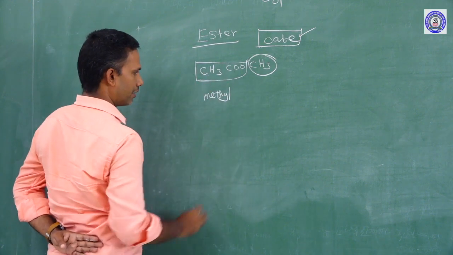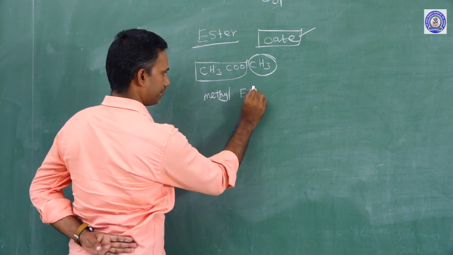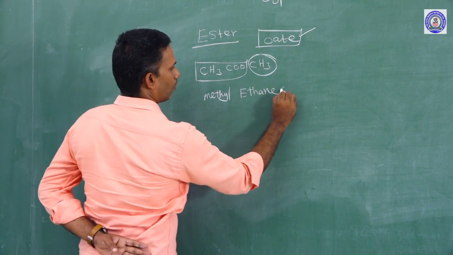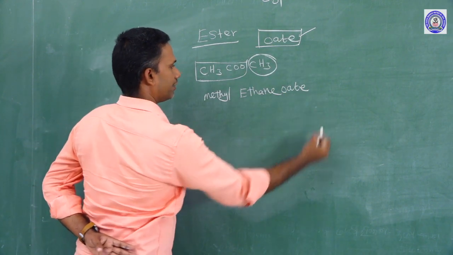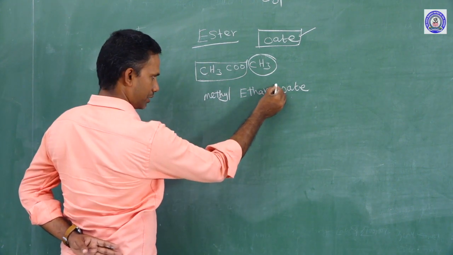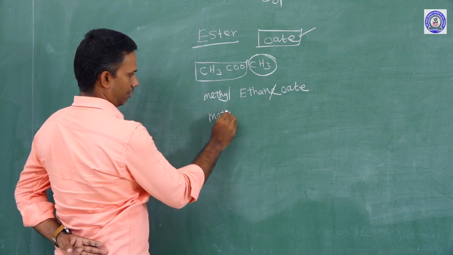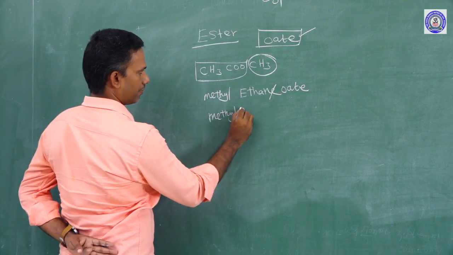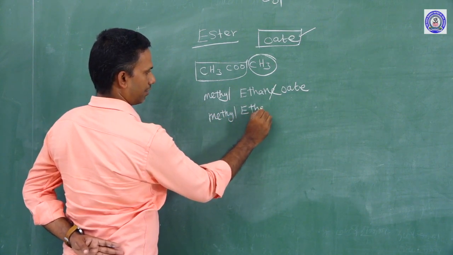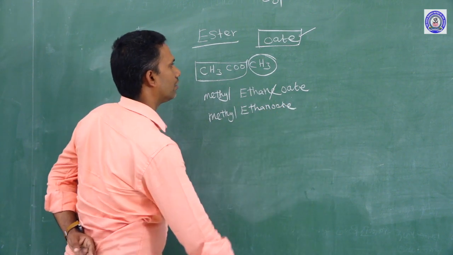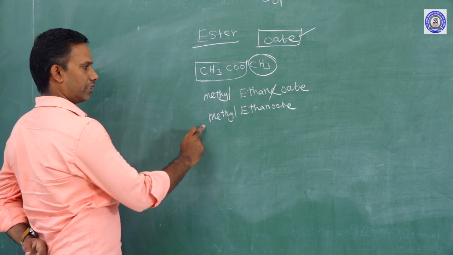How many carbons are there in the acid part? 2 carbons, ethane. The special term oate should be added. Now 2 vowels come together, so eliminate the E. Methyl ethanoate. Methyl ethanoate.